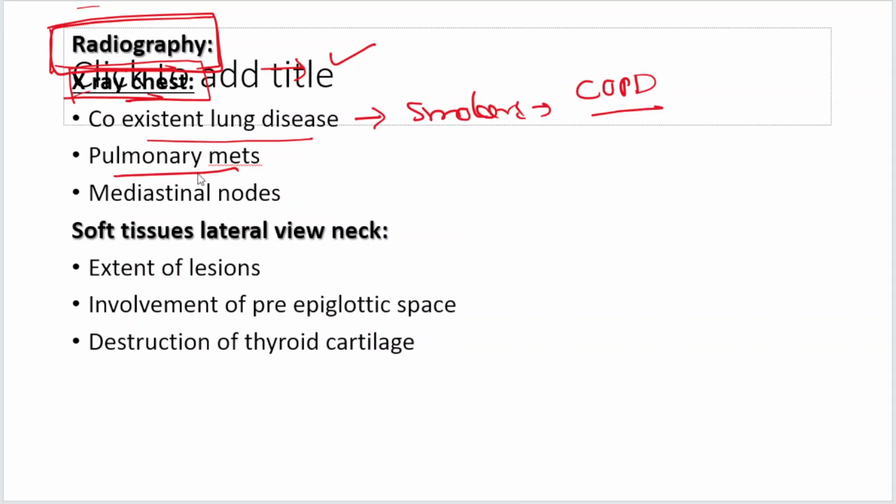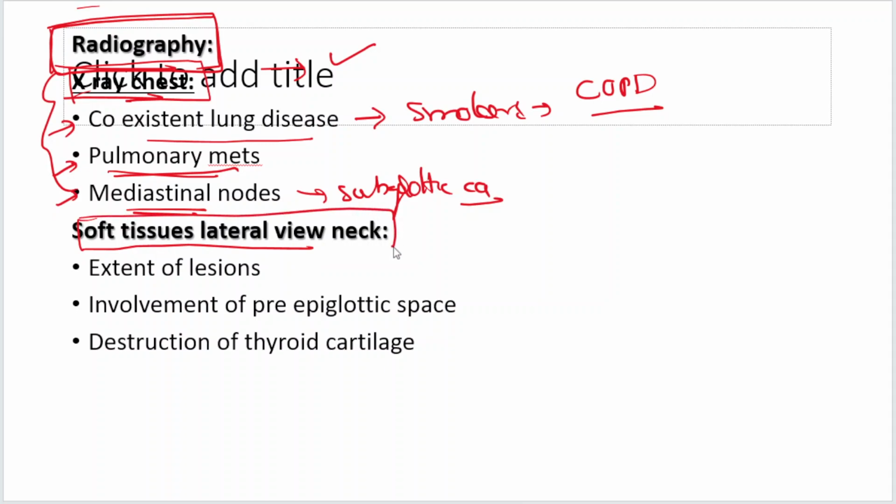You also look for pulmonary metastasis, which means distant metastasis is present. You look for mediastinal nodes, which is more significant in subglottic carcinoma but can also be present in glottic carcinoma that has extended beyond its confines. So in the chest X-ray you look for coexisting lung disease, pulmonary metastasis, and mediastinal lymph nodes. The soft tissue lateral view of the neck is only for literature purposes. We never do this because CT scan is available. Before CT scan, you could see the extent of the lesion, involvement of the pre-epiglottic space, and destruction of the thyroid cartilage.